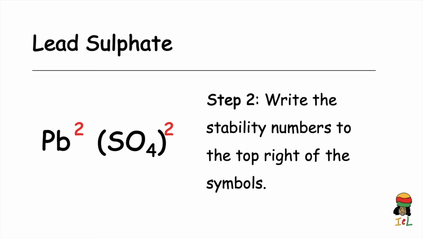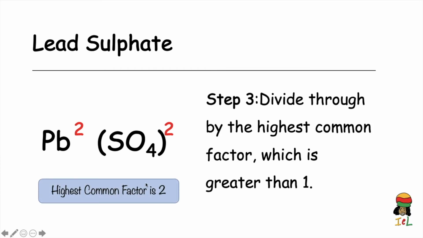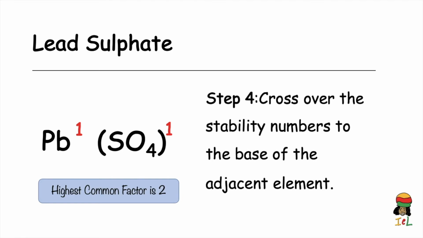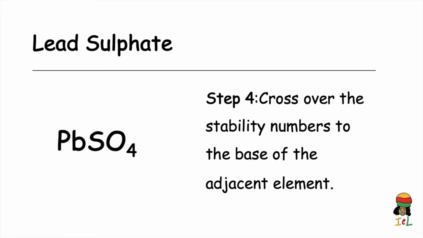Of course, you may have already recognized that there is a common factor greater than 1, so we move to the next step where we're going to divide through by the highest common factor, and that factor of course is 2. So we divide each stability number by 2, and then that brings us to the final stage where we cross over the stability numbers to the base of the adjacent element or radical. And just remember, if the base number is 1, we do not write it in the formula. And also if the base number of the radical is 1, we erase or remove the brackets surrounding the radical. So the formula for lead sulfate becomes PbSO4.